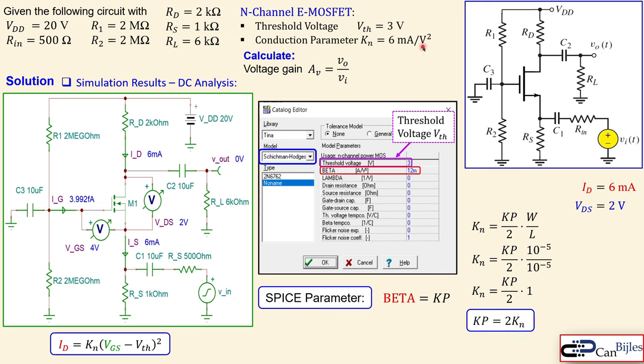So we see the following. If this is 6 milliamps, for your conduction parameter Kn, you need to substitute here twice that value, that means 12 milliamps. So if it is, for example, 10, you need to make it here 20. That's the reason, and also the discussion here for this beta parameter in the SPICE model using the level 1 model in the SPICE simulator.